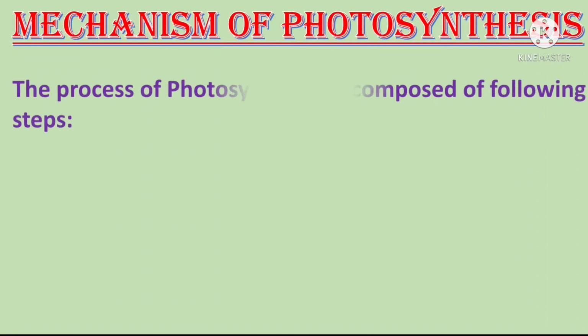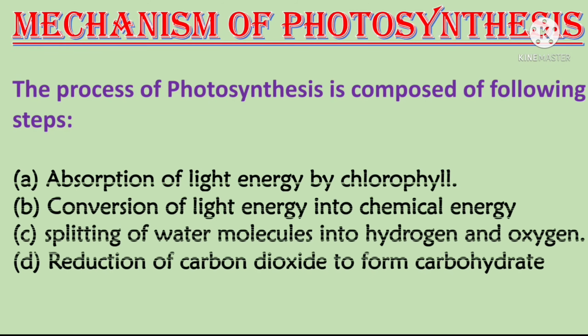Now let us move quickly to the mechanism of photosynthesis. What actually happens during photosynthesis? My dear students, the whole process of photosynthesis can be categorized into the following steps. The first is the absorption of light energy by chlorophyll. That is, chlorophyll present in the leaves absorbs light energy from sunlight and traps it inside the leaf.